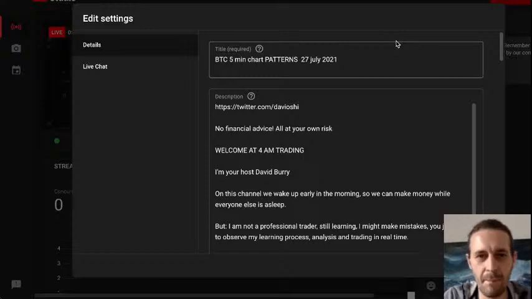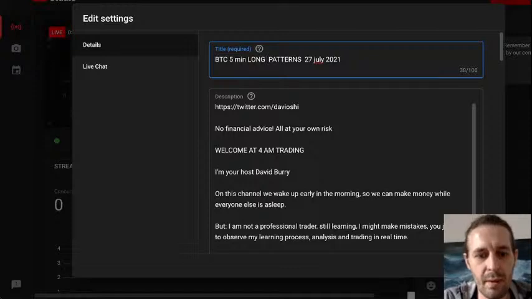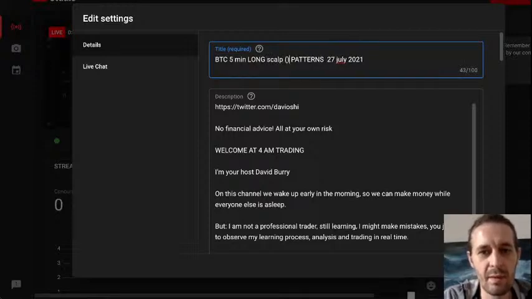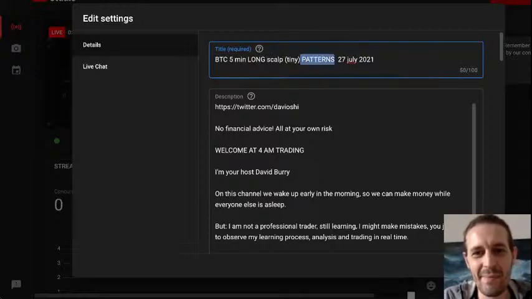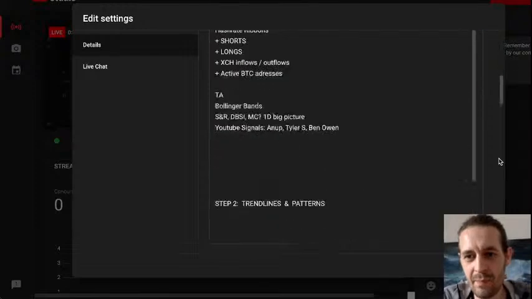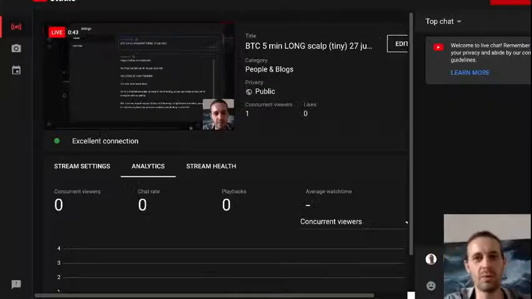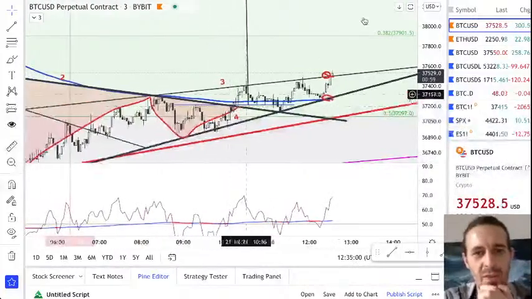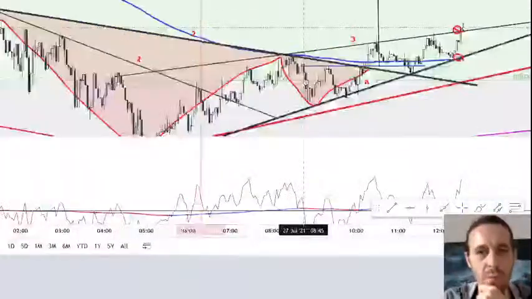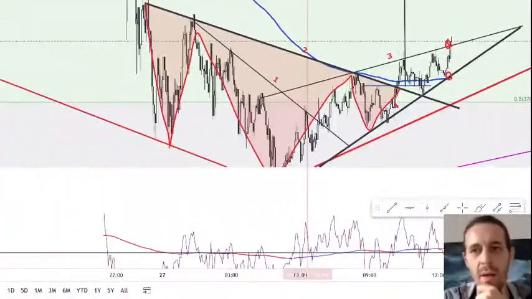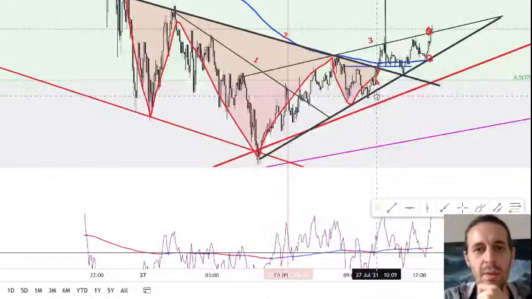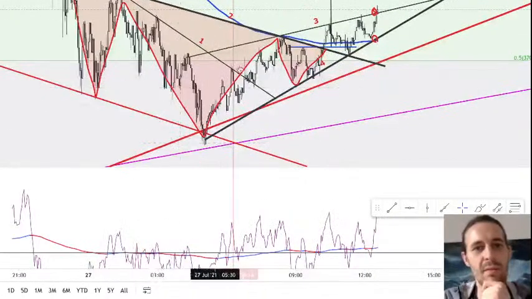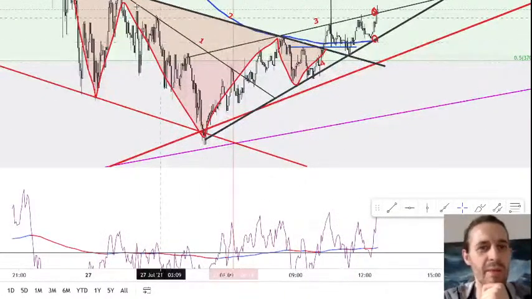Okay, so let's change it to the BTC 5 minute long scalp. Tiny. Let me show real quick. I don't even know how it will turn out, but this is what I did. So basically, let me recap. What we had is this reverse head and shoulders, whatever you call it.